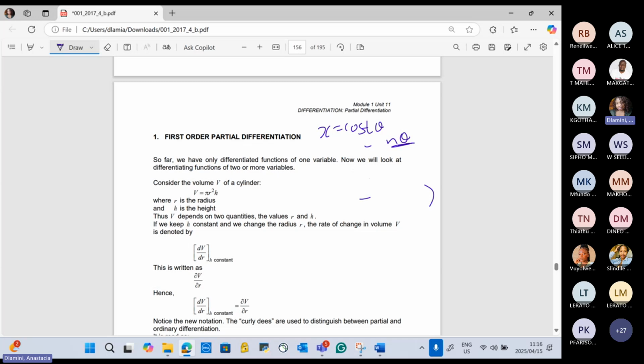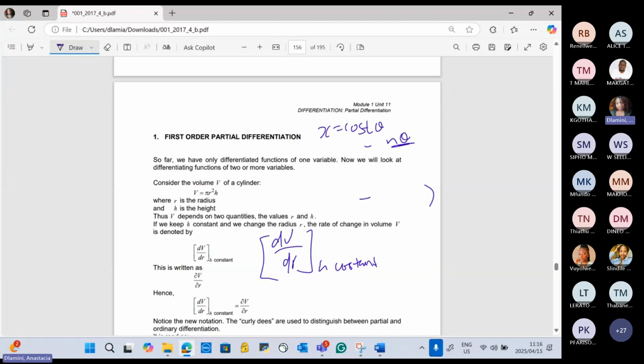In this case, you can call them x, y, but we know the two quantities or the two values are r and h. If we keep h constant and we change r, the radius, the rate of change of volume is then denoted by this. So meaning that the rate of change of volume as r changes is given by dV over dr, keeping h constant. So meaning we are making h constant, basically. Does it make sense up to this point, guys? Yes, it does, ma'am.